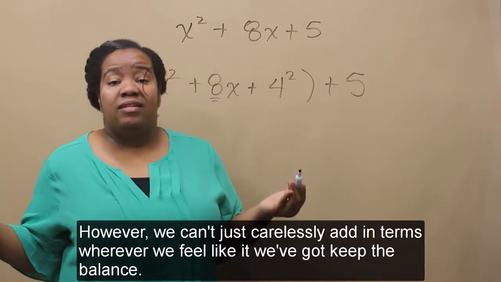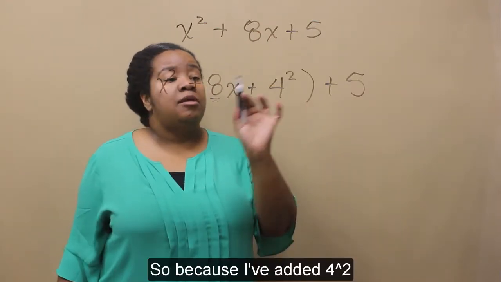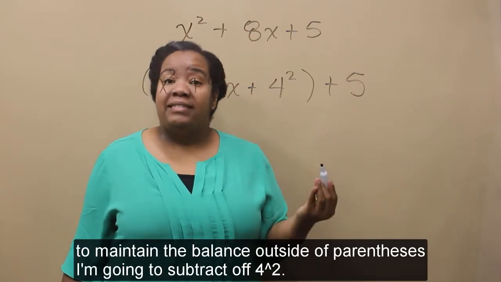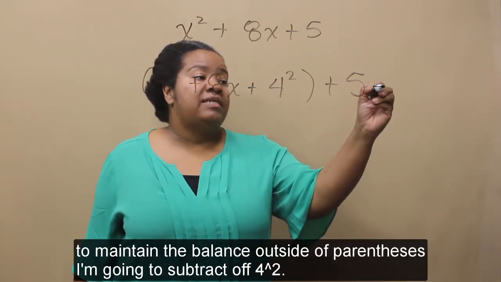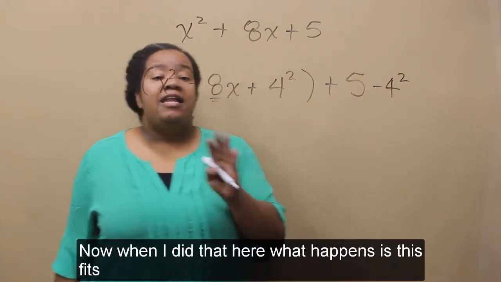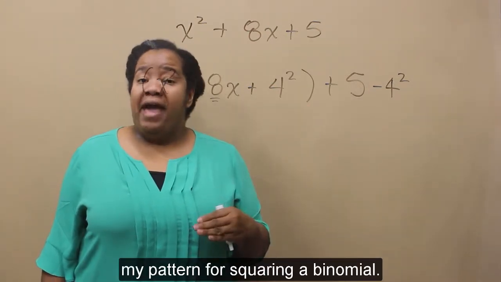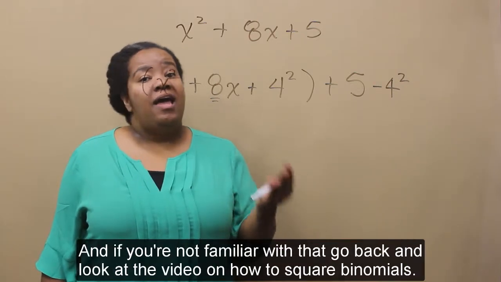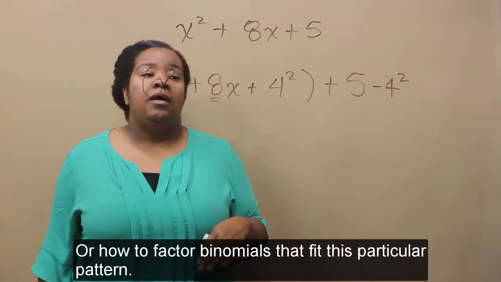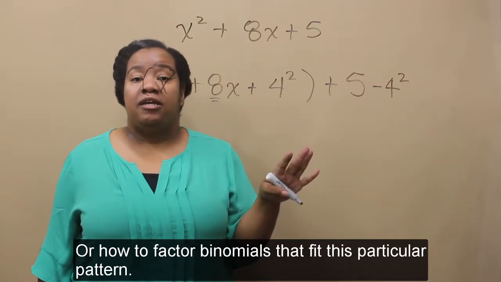However, we can't just carelessly add in terms whenever we feel like it. We've got to keep the balance. So because I've added 4 squared inside of the parentheses, to maintain the balance outside of the parentheses, I'm going to subtract off 4 squared. Okay? Now, when I did that, this fits my pattern for squaring a binomial. And if you're not familiar with that, go back and look at the video on how to square binomials or how to factor binomials that fit this particular pattern.